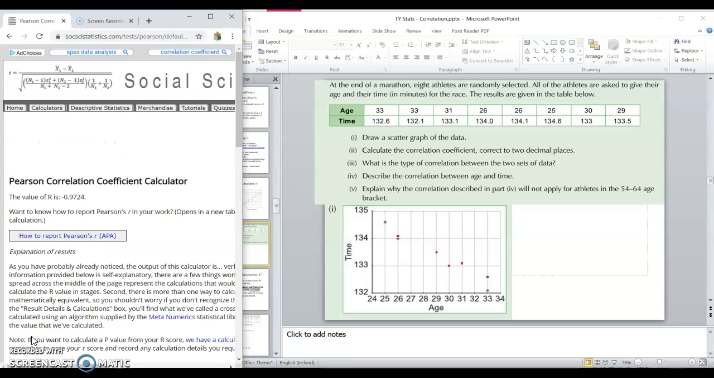Calculate r: minus 0.9724. So I said minus 0.9, so that's in the range I'd be expecting. It's very, very close to forming a straight line.